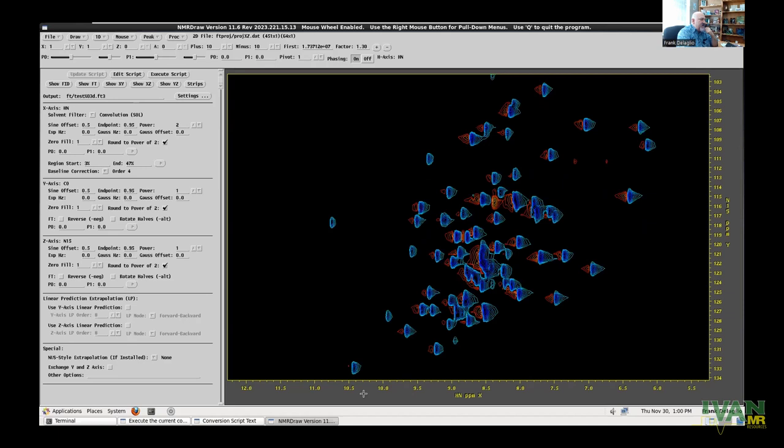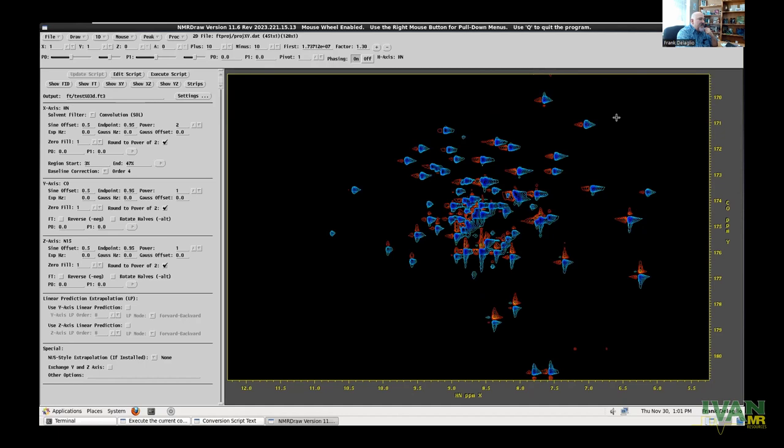And there are three things I can see. The proton dimension needs a phase correction. The nitrogen dimension seems okay. The carbonyl dimension needs a phase correction too. So let's see what we can do. I will start with trying to put automated phase correction in the indirect dimension and see if that improves things.